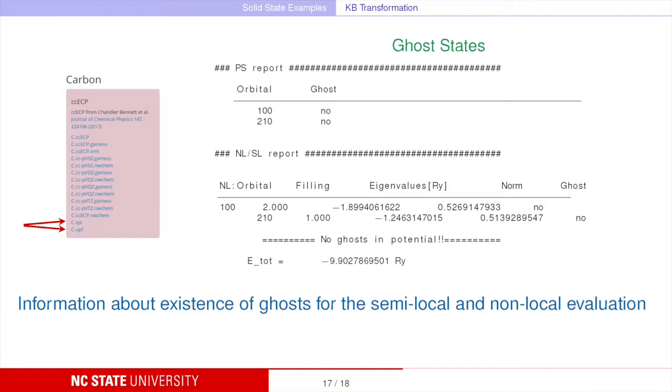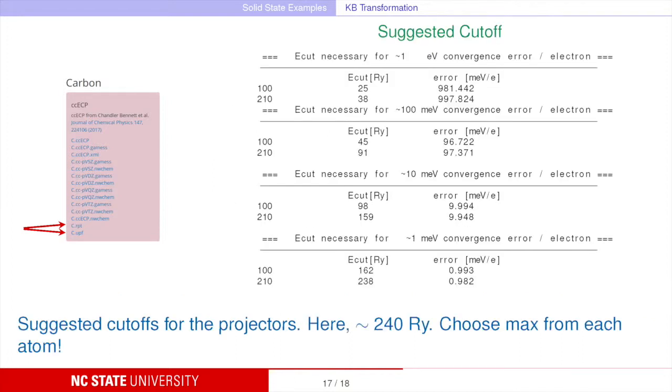Additionally, in the report file, there's information about the suggested cutoff. So if you're interested in, say, 1 milli-electron volt convergence error per electron, you notice here there's a cutoff of 162 and a 238. So what you would do in your Quantum Espresso input, you would just grab the 238 since that's the larger of the numbers, and then this would be the plane wave cutoff that you would use in your plane wave code.